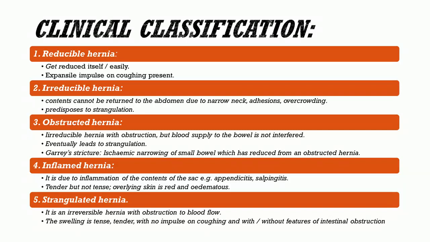Inflamed hernia, it is due to inflammation of the contents of the sac, e.g. appendicitis, salpingitis. Here hernia is tender but not tense, overlying skin is red and edematous. Strangulated hernia. It is an irreducible hernia with obstruction to blood flow. The swelling is tense, tender, with no impulse on coughing and with features of intestinal obstruction. Features of intestinal obstruction may be absent.